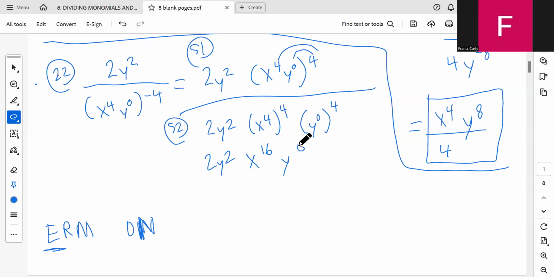All right, so now this is yours. Anything to the 0 power equals what? Yes. Right? So we know this is just 1, and we're getting 2y squared x to the 16. Does it make sense? Just 1, yeah. So now it becomes 2y squared x to the 16th, or 2x to the 16th y squared.